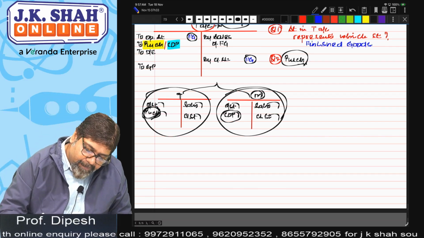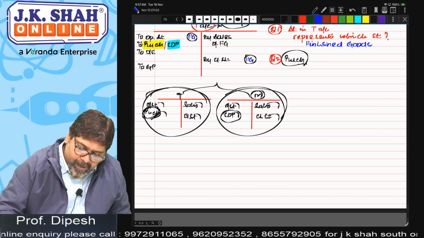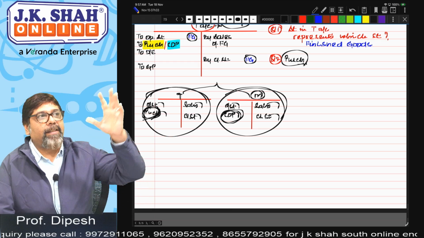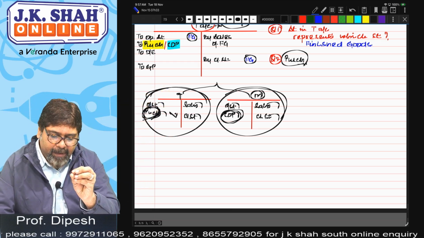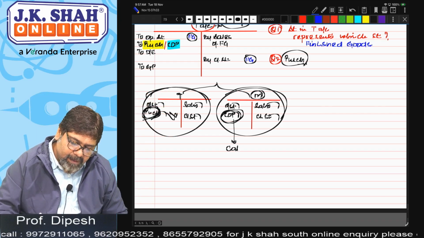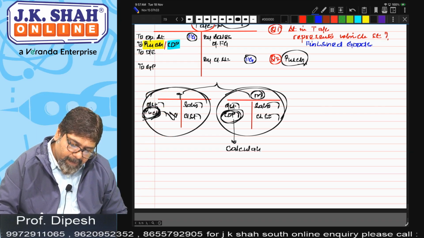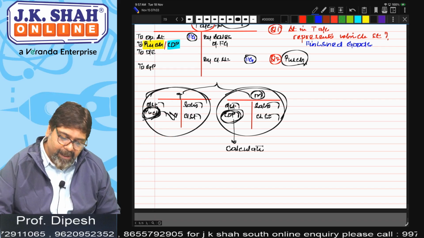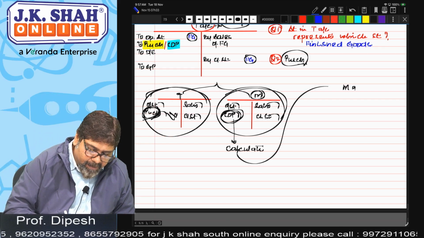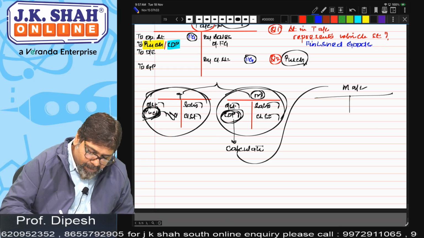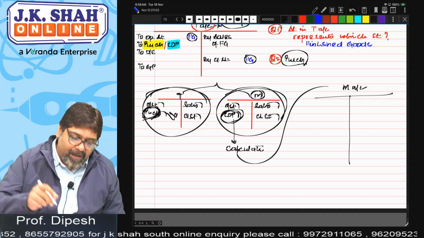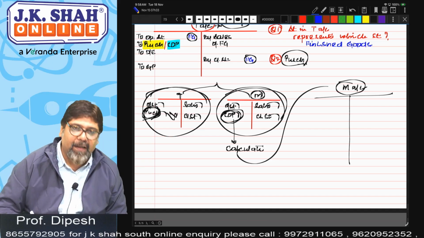Now chartered, from where do you get it? For trader this is okay. For manufacturer, purchase of goods is already given, you directly post it. But cost of manufacture, you need to calculate. To calculate cost of manufacturing, we prepare manufacturing account. So manufacturer first will prepare manufacturing account.